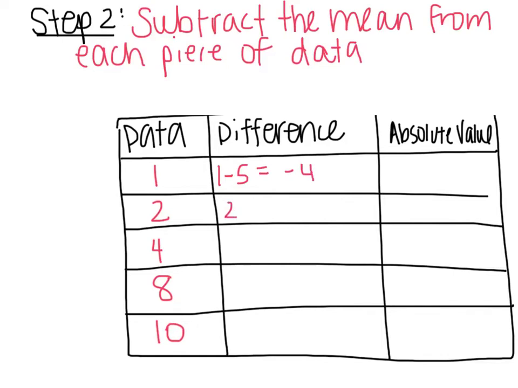2 minus 5 equals negative 3. 4 minus 5 equals negative 1. 8 minus 5 equals 3. And then 10 minus 5 equals 5.